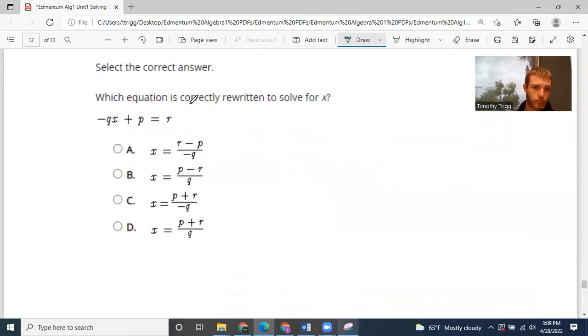Solve for x here. My first step will be to subtract p on both sides of the equation. Okay, so that'll give you negative qx. I give my q's a little tail here, so I don't confuse them with a 9. Equals r minus p. Okay. See if you could solve it from there.